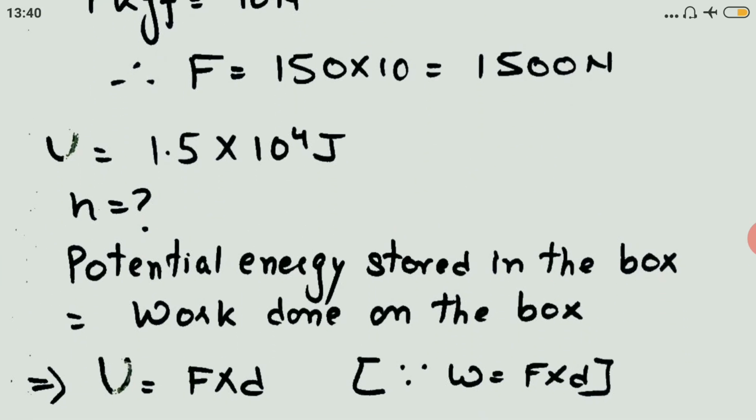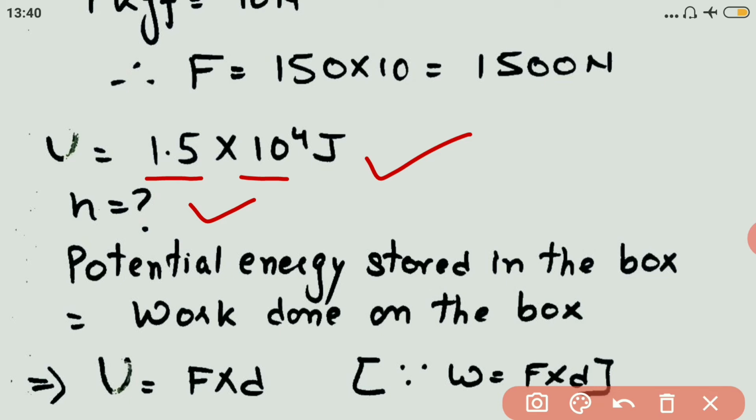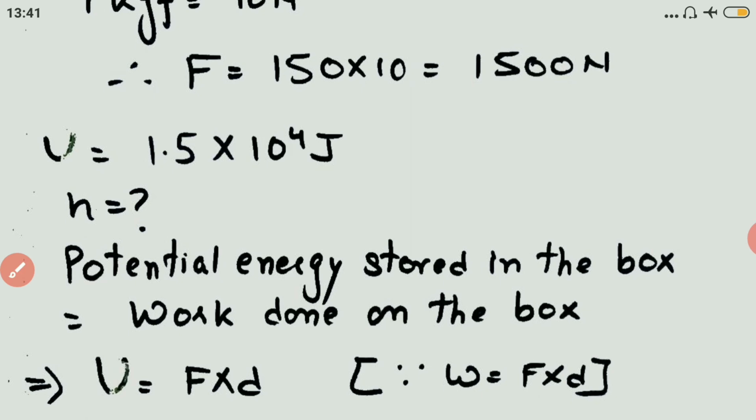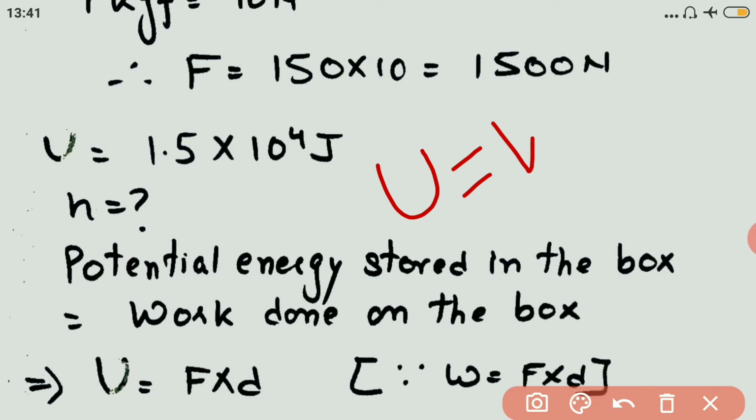The energy which was given to us, which was potential energy, is 1.5 into 10 to the power 4 joules, and height was question mark. Now potential energy stored in the box should be equal to the work done on the box, because this comes from the theory of potential energy. So when you carry the box to a certain height, which I need to find, some energy is stored in that box in the form of potential energy, in fact gravitational potential energy. So here what I have just written is potential energy needs to be equal to the work done.